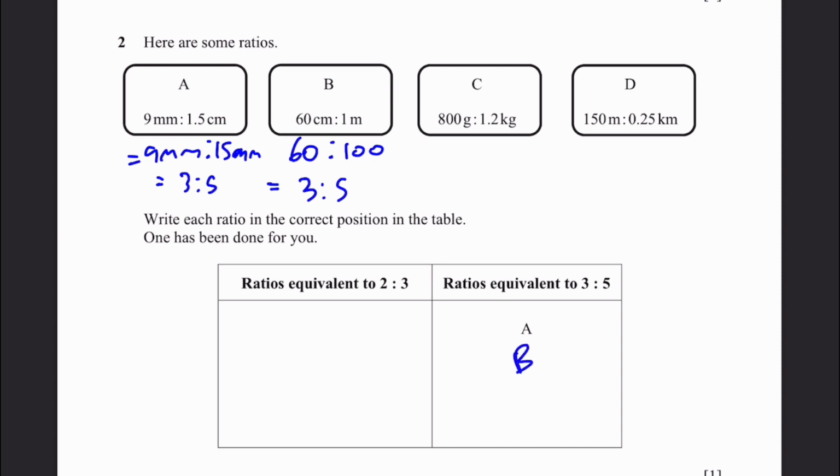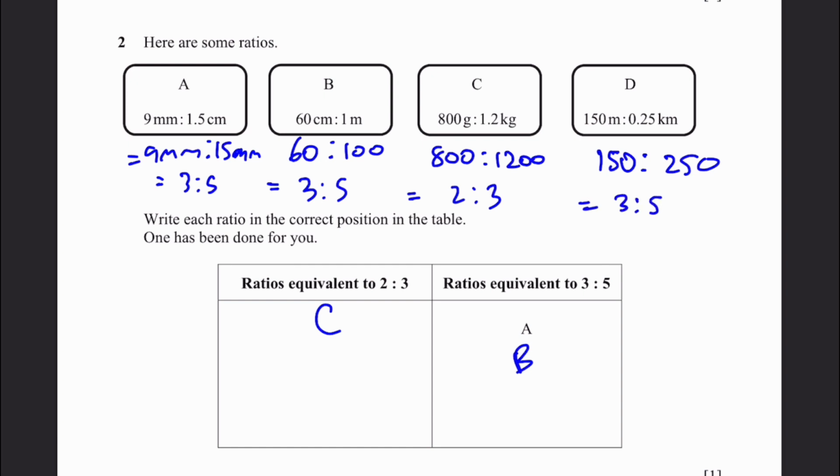B also comes here. Now for C, 800 grams is to 1.2 kilograms. So that'll be 800 is to 1200, which is 2 is to 3. So C will be here. Now for D, 150 meters is to 0.25 kilometers. That's 150 is to 250, which is 3 is to 5 once again. So the D is over here.